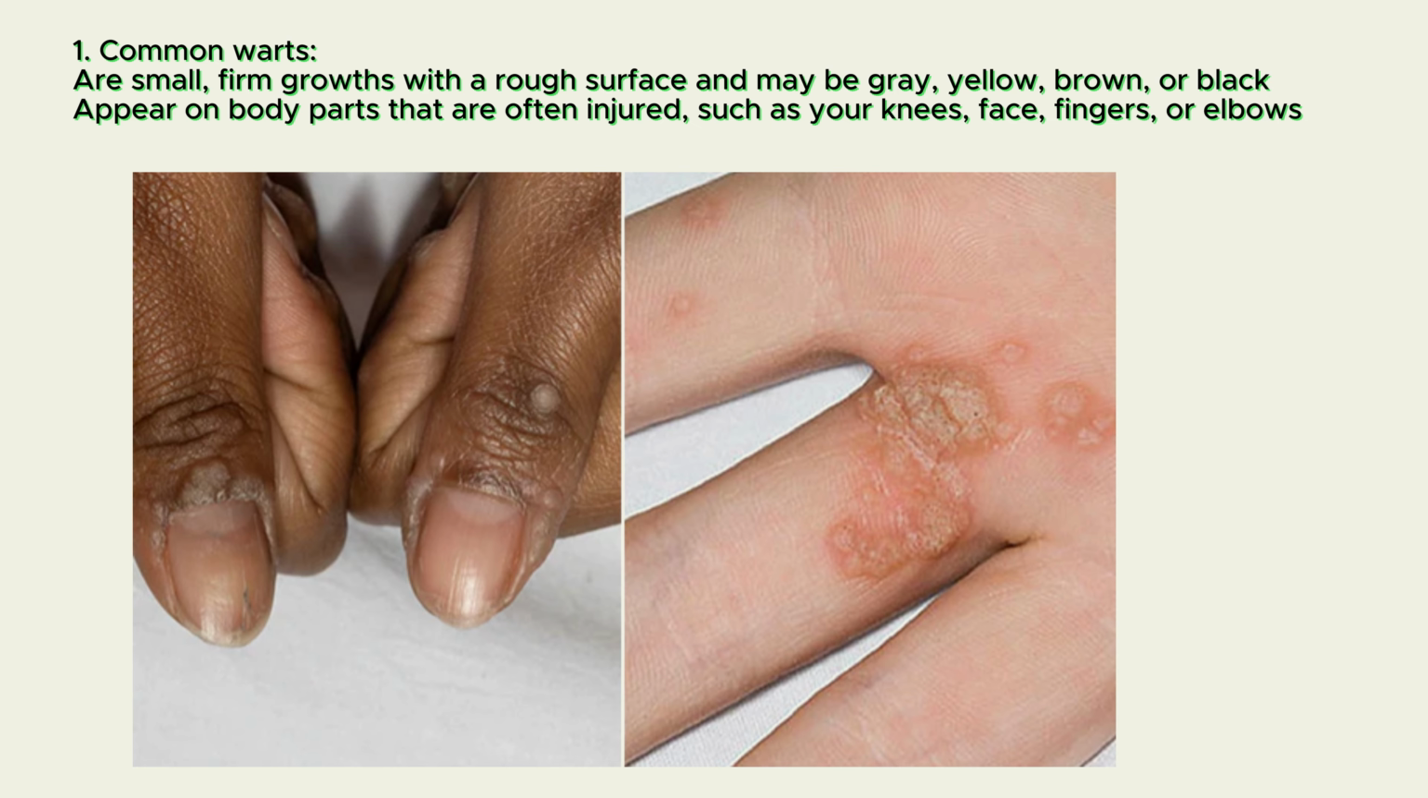1. Common warts are small, firm growths with a rough surface and may be gray, yellow, brown, or black. They appear on body parts that are often injured, such as your knees, face, fingers, or elbows.